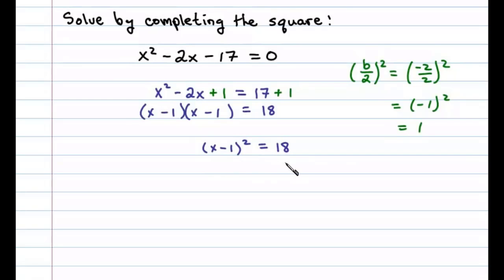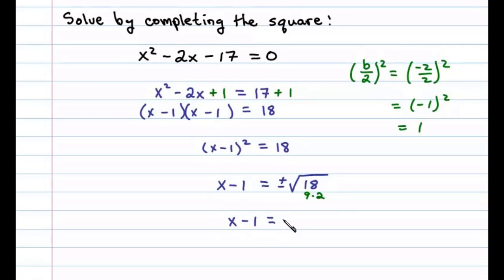Now that we've completed the square, we then extract the roots. So applying the square root property, we have x minus 1 then equals plus or minus the square root of 18. Now before solving for x here, I notice we can simplify the square root of 18 because 18 is 9 times 2.